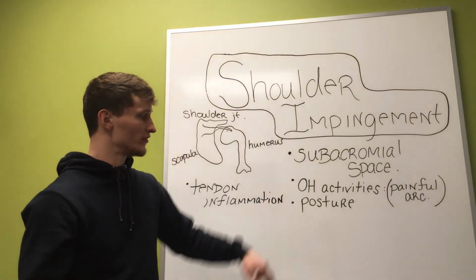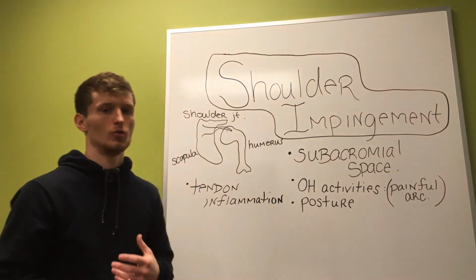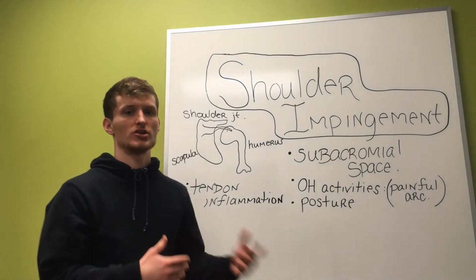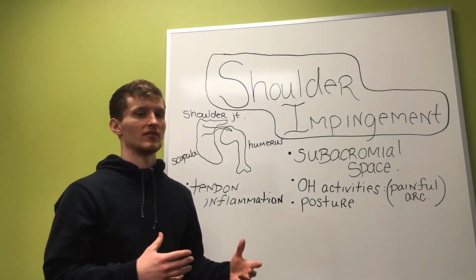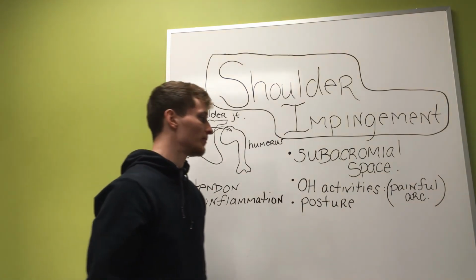So those are two different things where we can modify A, our posture, and B, the things we have to do, whether it be taking a little break or modifying activities. If we're a pitcher, maybe taking less reps in terms of a game, instead of 120 going down to 50 for a while until our symptoms calm down.